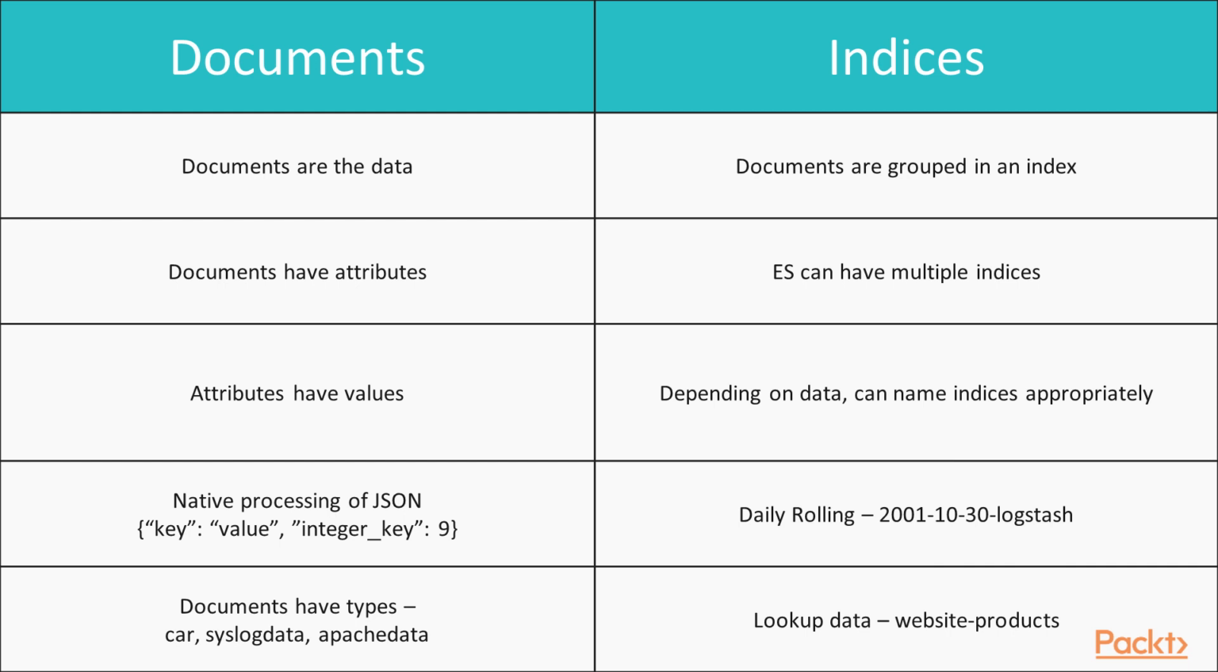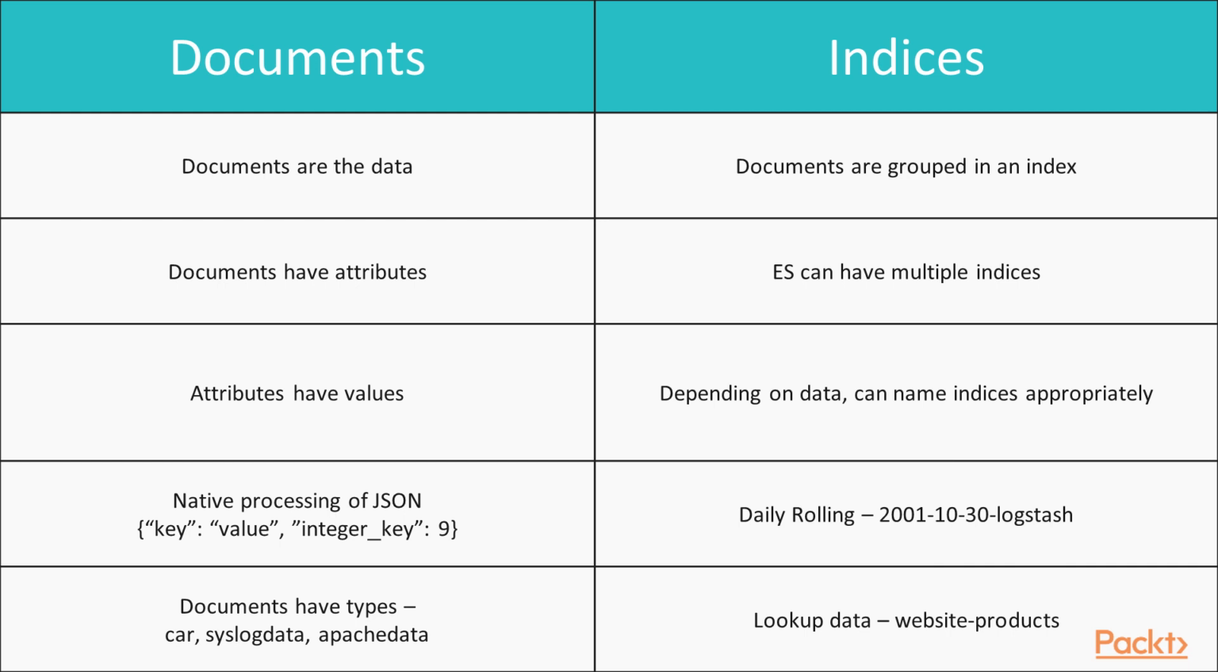When we put those documents in Elasticsearch, they're going to have a type. For the movie Avatar we talked about, the type would probably be movie. We could have other types, like car, if we want to talk about cars and the size of their engine and how many wheels they have. Syslog data could be another type if we're loading data from Unix or Linux as syslog. We can have an Apache data type if we wanted to.